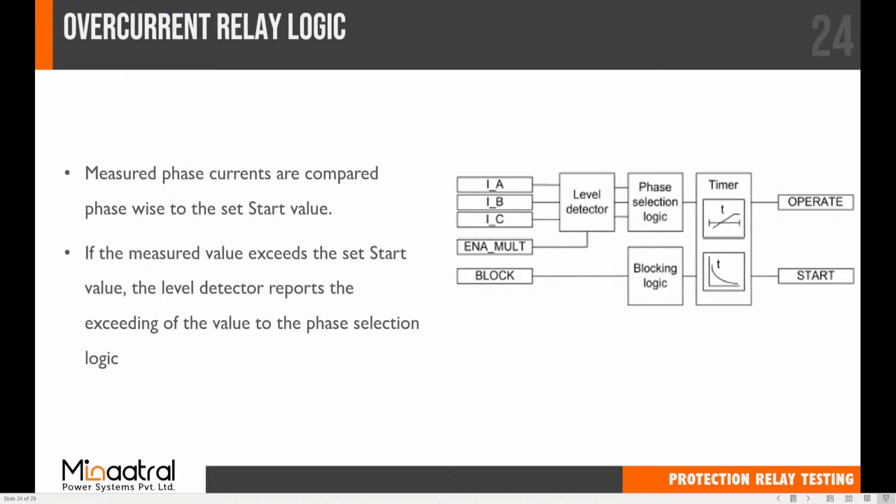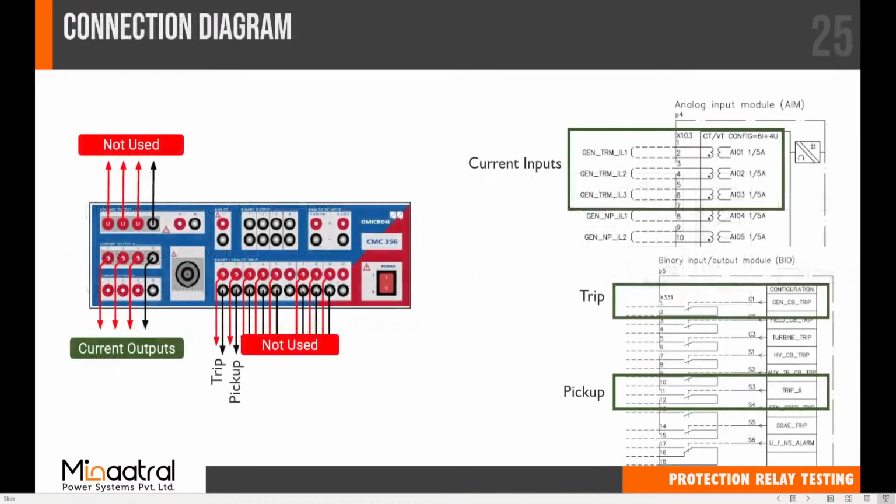What is going to be the operate time, and how does it compare with respect to your calculated parameters? So this is the very generic connection diagram. We have our current outputs. We have connected to current output number A, and on the other end, we have connected it to the relay as per the given schematics, right? So I have connected the generator TRM to my current inputs. I have configured one of the outputs for trip and one of the outputs for pickup as well.